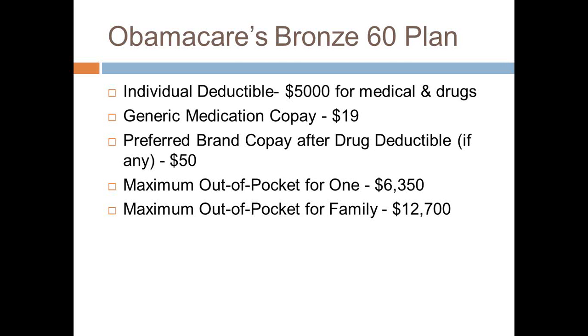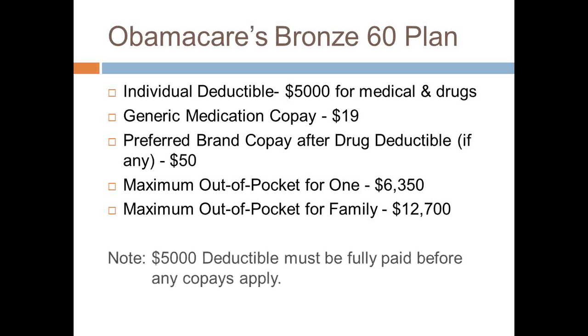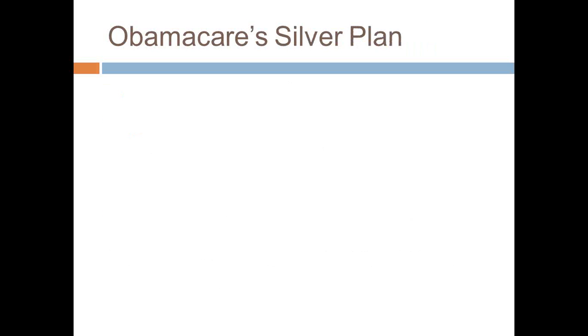Now, if they take our card and find out the medication is $12, well, they don't need to pay their copay. We don't discount copays, but you can use our card or the insurance. Okay? That's the bronze plan, which is going to be the most popular because it is the least expensive. Again, the deductible must be paid in full before any copays are applied.